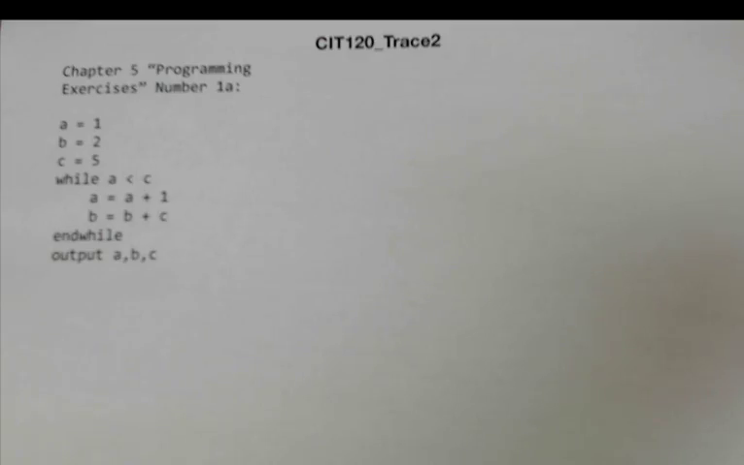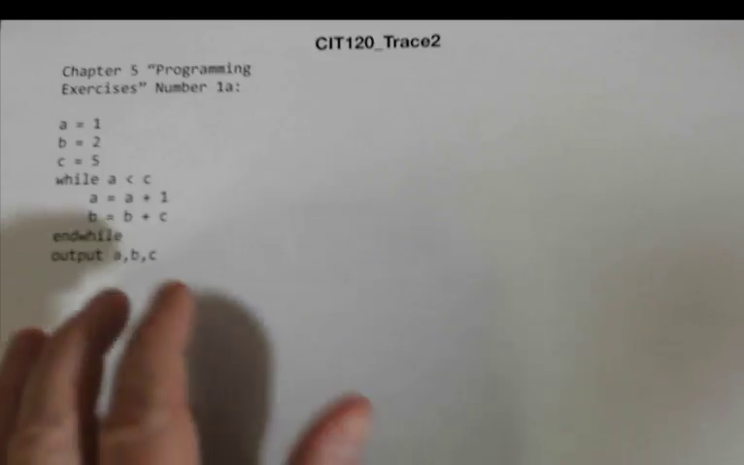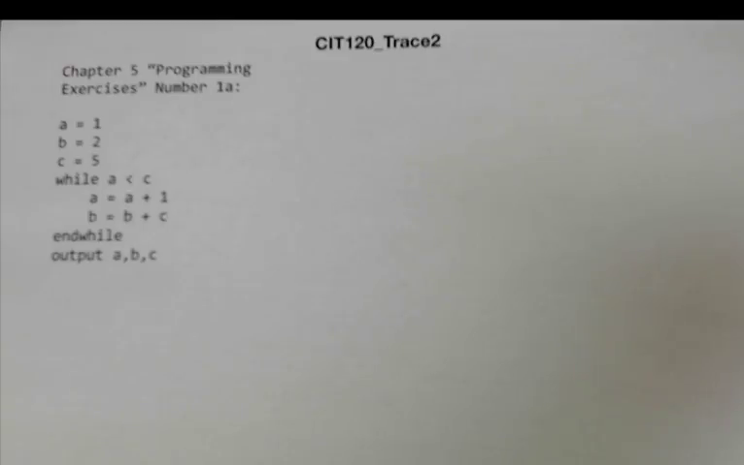This is the second video I've done on tracing programs. The first one we traced through a flowchart. This one we're going to trace through some pseudocode. So this was one of your programming exercises from chapter 5, in particular program exercise number 1, part A. Some of the other ones you will do in homeworks, but I thought I would trace through one of these so that you have some idea what you're supposed to do, and this would match up with assignments.